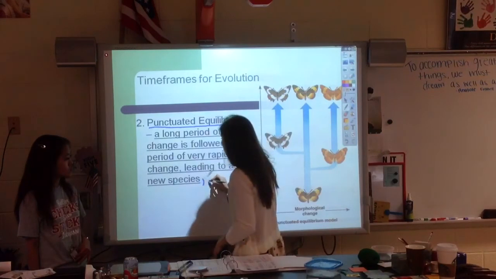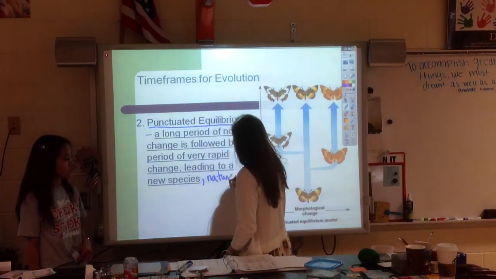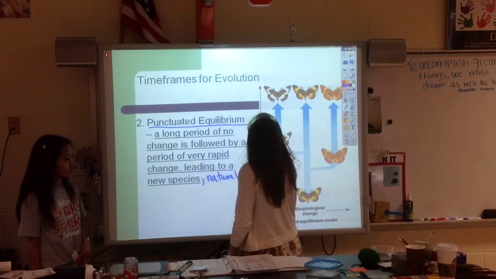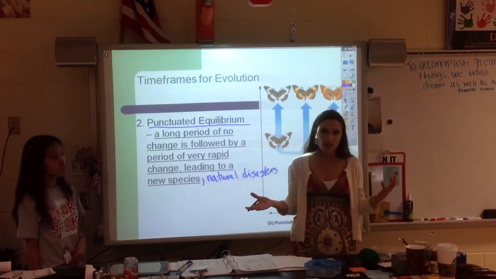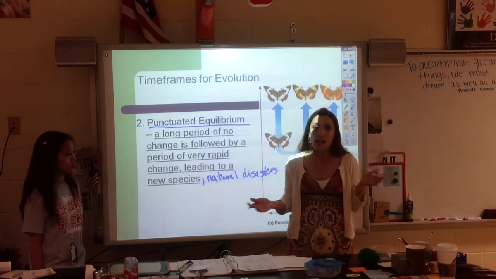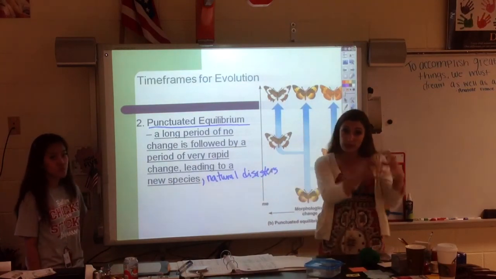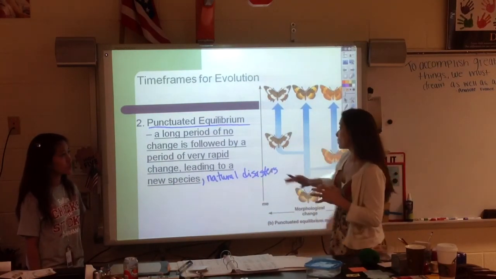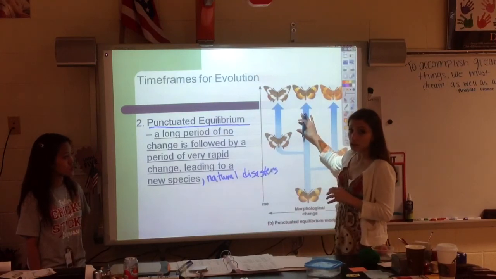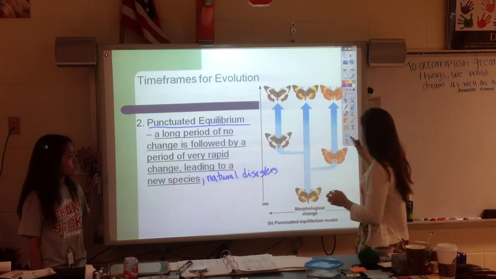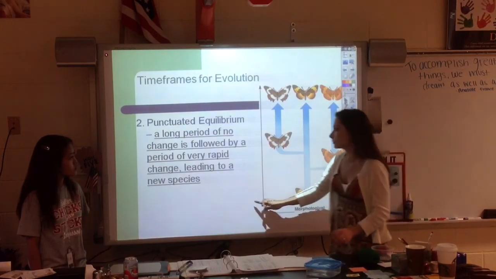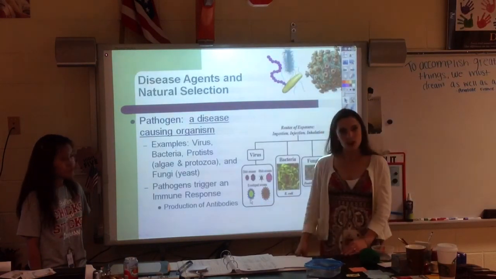We want to add that this is sometimes the idea of natural disasters. So sometimes you'll have a group of organisms and there's really not a lot of evolution going on at all. If there's a natural disaster and only some of them survive, sometimes we see a quick change in the fossil record because only those organisms survive. And that's as far as we're going today.